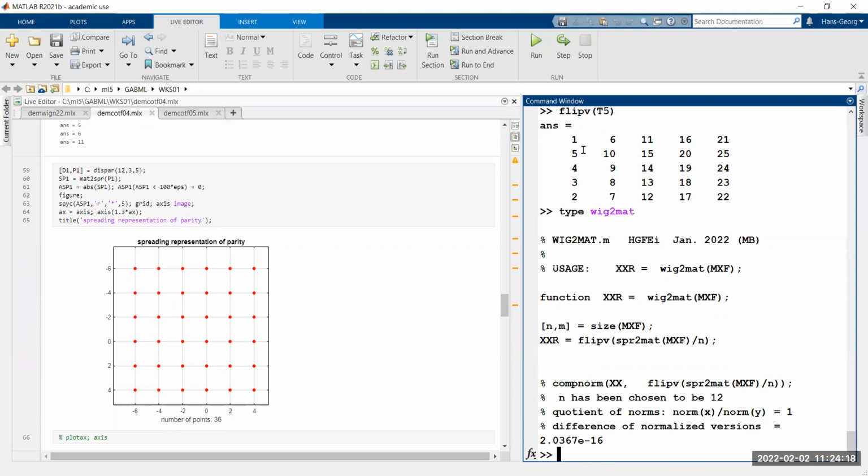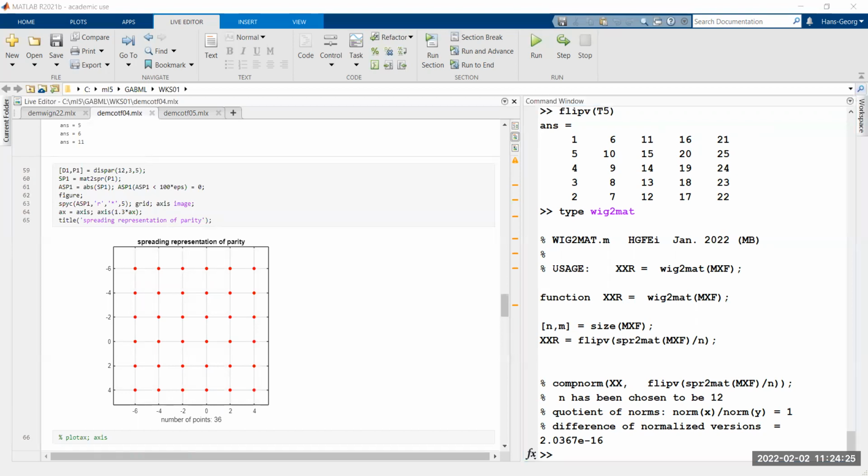Stop share, where is it? Oh, I cannot find my command window.